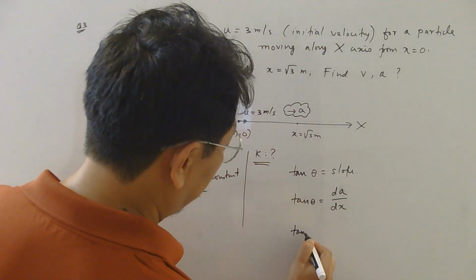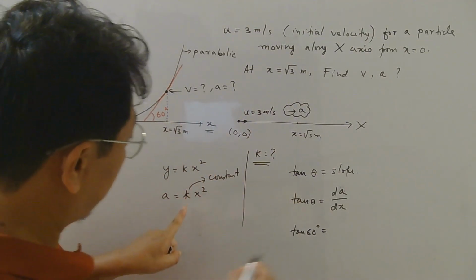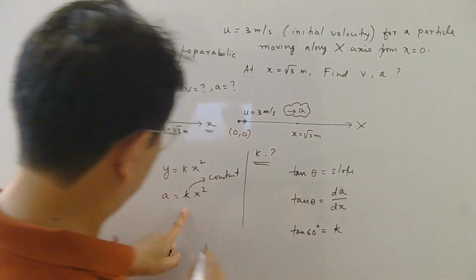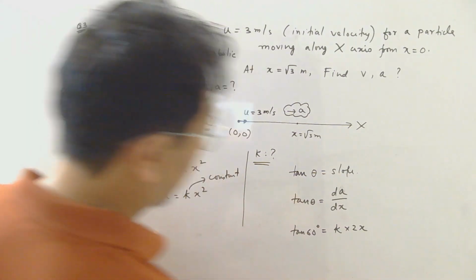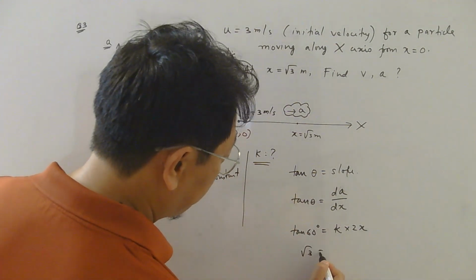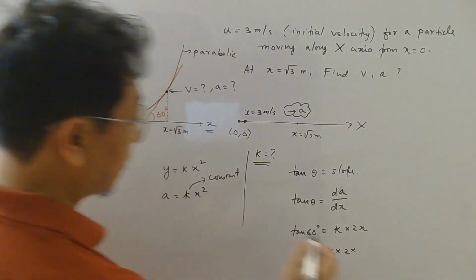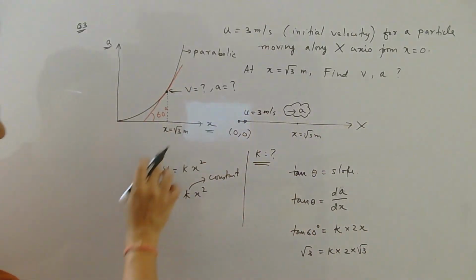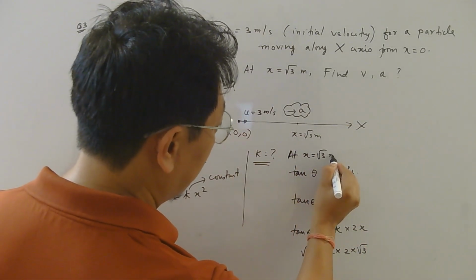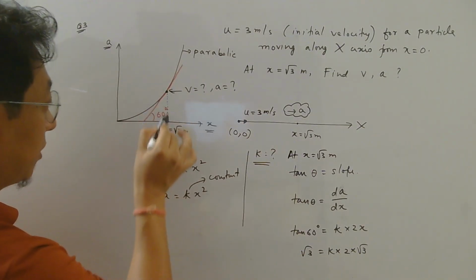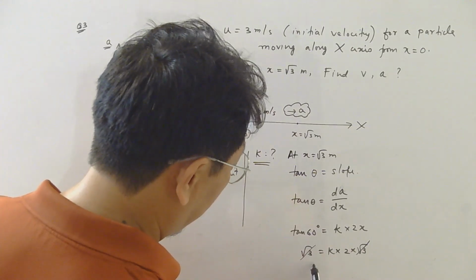Here theta is 60 degrees, and what is dA by dx? If you take differentiation of this, k will come outside, right? Differentiation of x squared will be 2x. Now tan 60 degrees is root 3, and this is at which coordinate? This is at coordinate root 3, x equals root 3, right? This whole thing is at x equals root 3, remember. They have only given you the slope at this point, for which x is root 3. So x is root 3, so root 3 gets cancelled. So k is nothing but half.